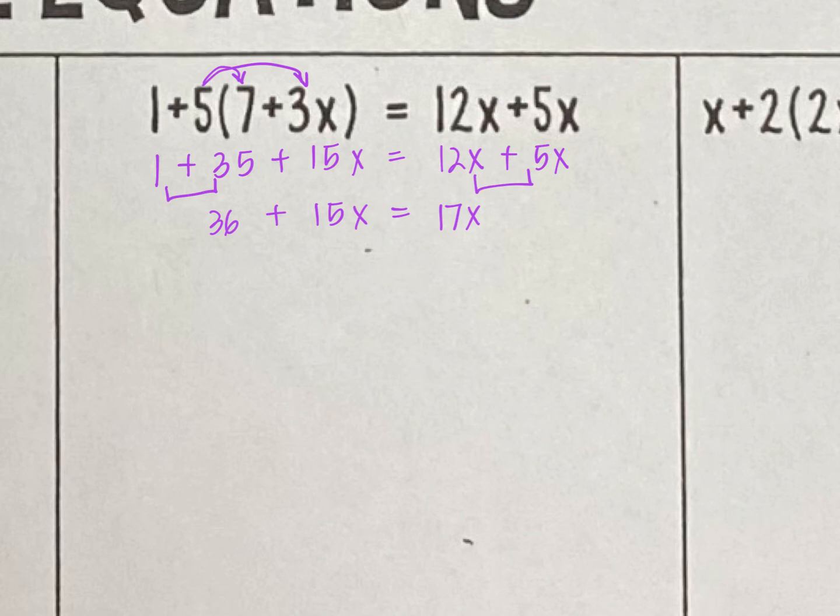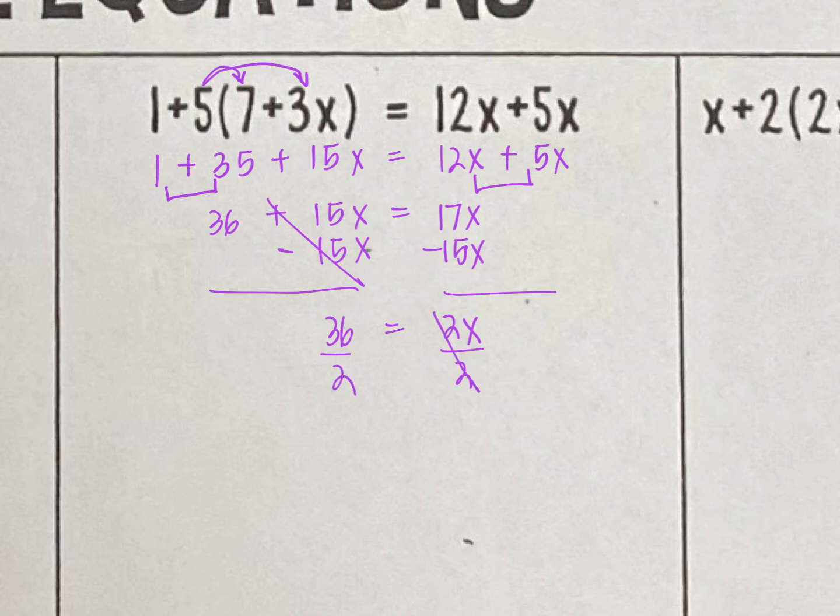And get rid of the smaller. So we're going to get rid of 15x. So subtract it since it's positive. This cancels. It leaves us with 36 equals 2x. And to get x alone, we divide by 2. 2 divided by 2 is 1. 1 times x is x. 36 divided by 2 is 18. And that good old reflexive property that says we can flip that. X equals 18. And here's another glance at the third one.